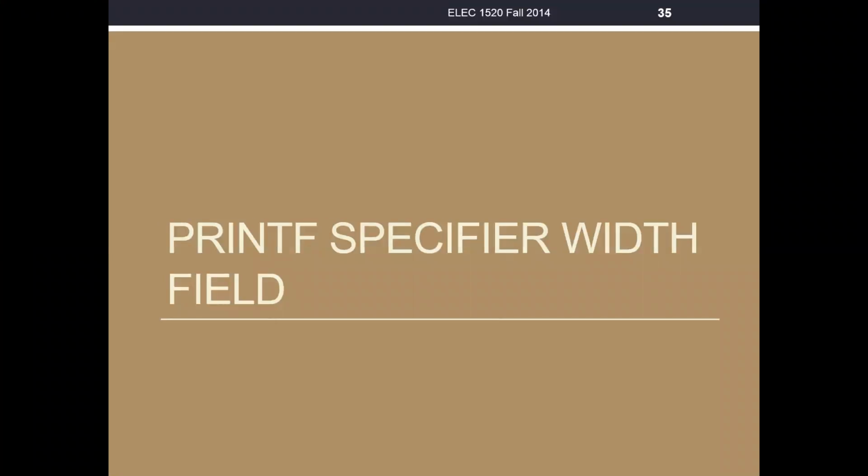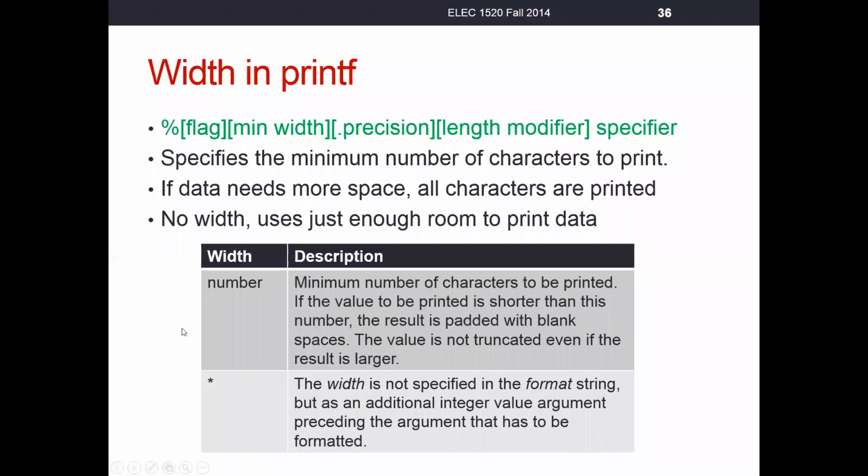Right, now that we've learned a few of the specifiers, let's see how we can work with the width field. And we'll work with the width field in terms of integers in these examples. So we'll see then, when we saw this string before, we've got percent, we've got the specifier. That's what we've been working with.